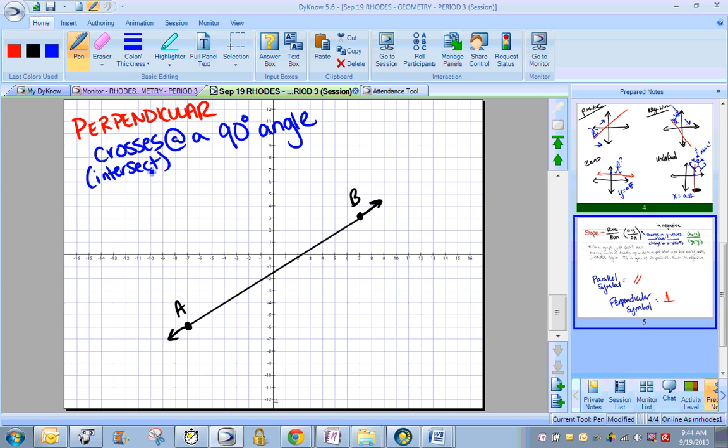All of them will be 90-degree angles if it's perpendicular. It'll be almost like a cross or a plus sign. Okay? Now it can be tilted one way or another, but it'll always be a 90-degree angle. Here's how you tell.